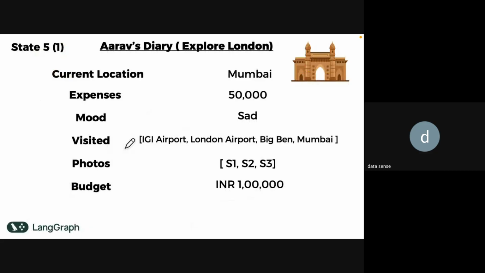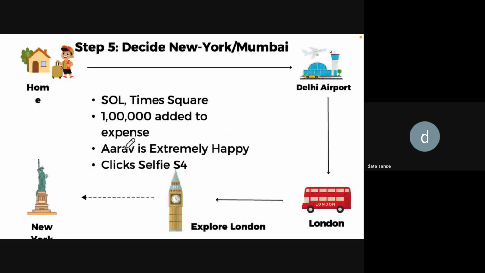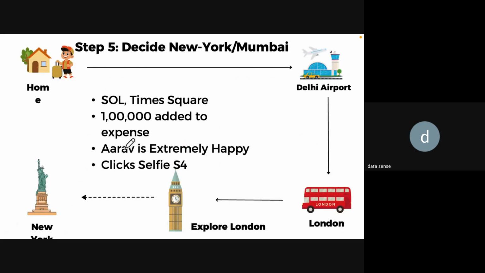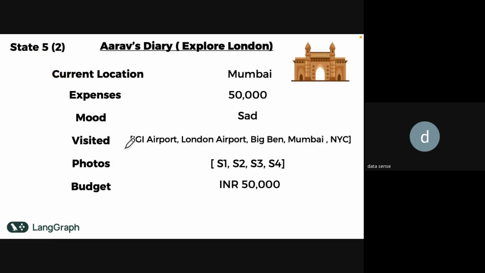That one potential state could be this, or another potential state could be that. Suppose he would have traveled to New York, so he would have spent more money, and this is how his state would have looked. Okay. So far, if you see, we have captured 4 full states, and for the 5th state, we have 2 possible versions, either of the London or either of the New York or of the Mumbai. Correct?